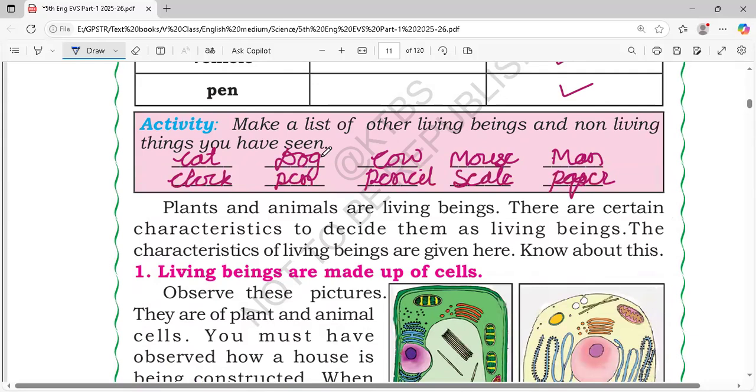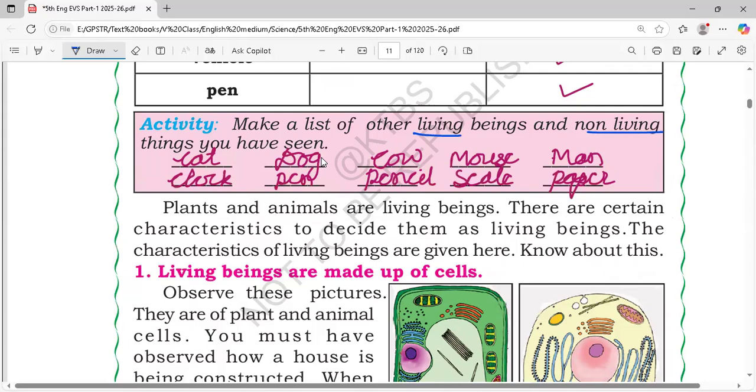They have given one activity: make a list of other living things and non-living things you have seen. Here, living things: cat, dog, cow, mouse, man around us. Always we can see these living things. And non-living things: clock, pen, pencil, scale, paper, book, water bottle, etc.